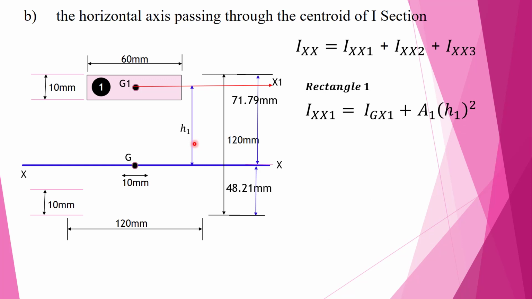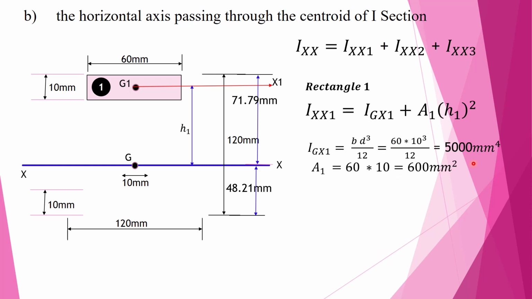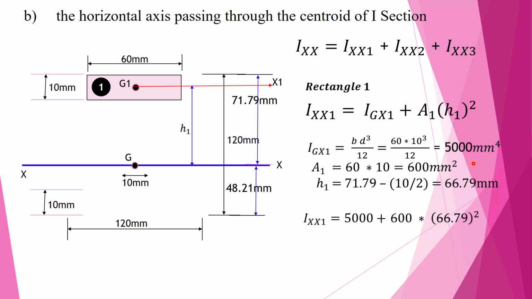So for rectangle 1, Ixx1 is equal to Igx1 plus A1h1 square. So what is Igx1? That is BD cube by 12, which will be equal to 60 into 10 cube by 12, which is equal to 5000 mm raised to 4. A1 is 60 into 10, that is 600 mm square, and h1 will be 71.79 minus 10 by 2, which is equal to 66.79. So Ixx1 is equal to 5000 plus area 600 into this distance square, which will be equal to 2.68 into 10 raised to 6 mm raised to 4.